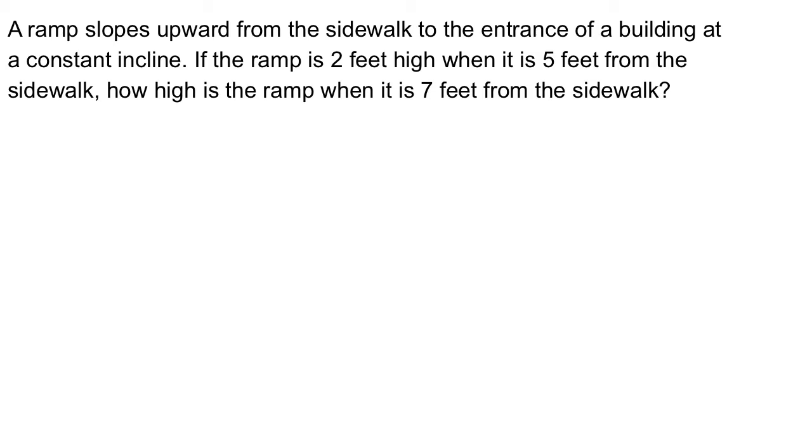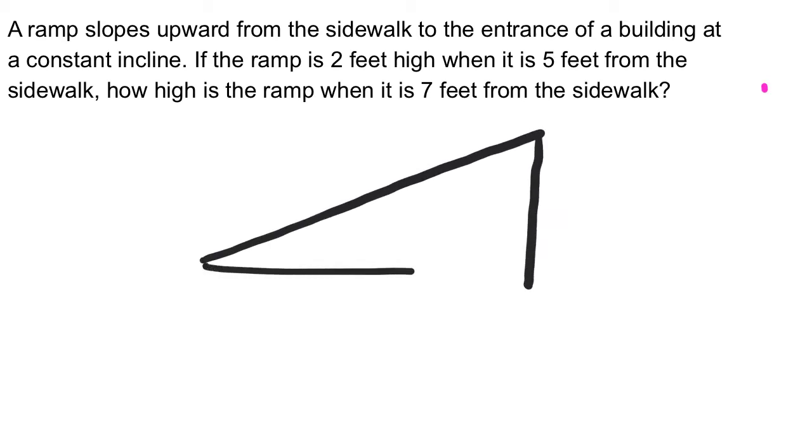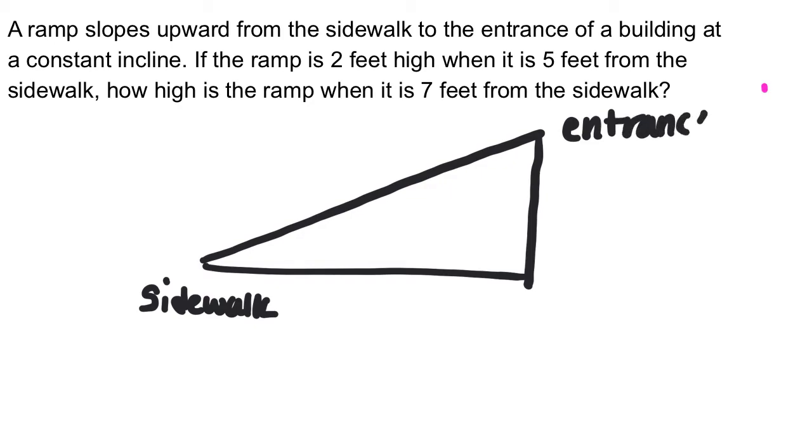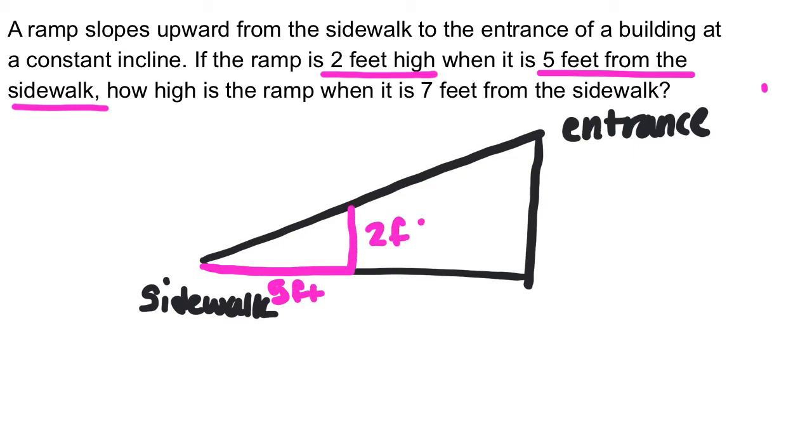So I have that this is my ramp, where we know that this is the sidewalk, and this is the entrance to the building. Now what it says is if the ramp is 2 feet high when it's 5 feet from the sidewalk, so when this length is 5 feet, you know that the height is 2 feet. It then says how high is the ramp when it's 7 feet from the sidewalk.